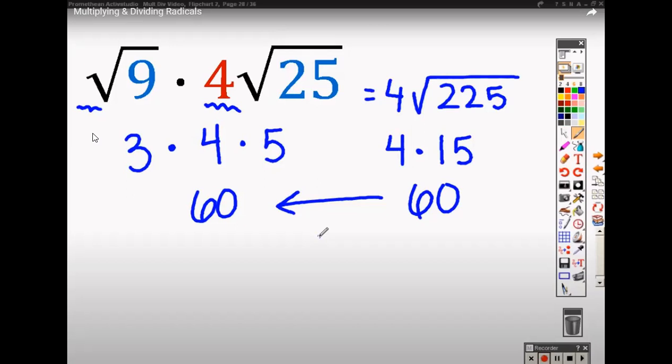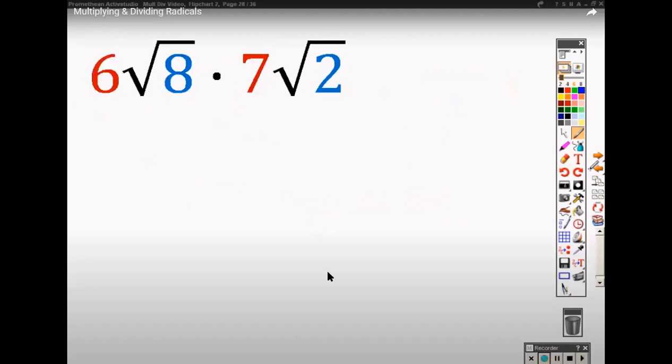Or we will use the other way. Before 9, here we have 1, then 1 times 4 is equal to 4, and we will multiply the two radicands under the radical sign. So it will be 9 times 25, which is 225. Now 225 is a perfect square number, root 225 is equal to 15, so the answer will be equal to 60. So we have two different ways and it's up to you to choose.